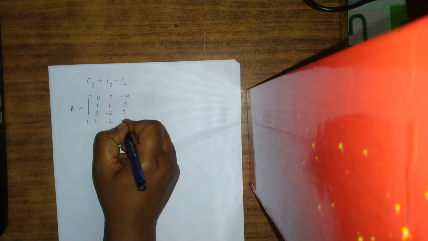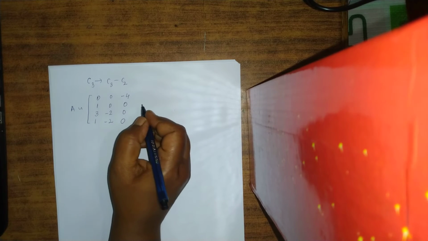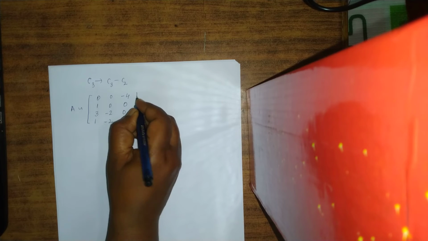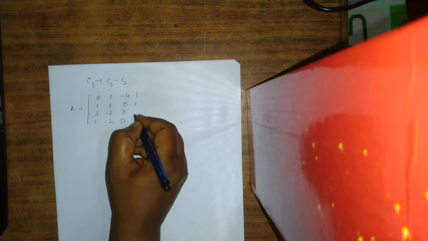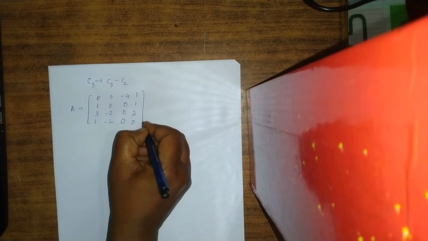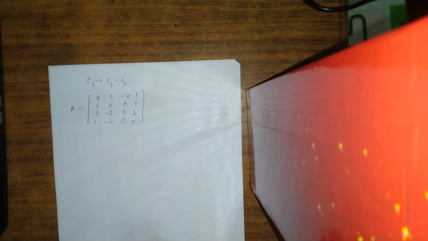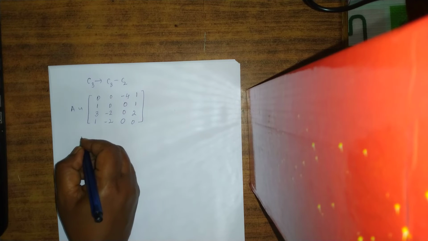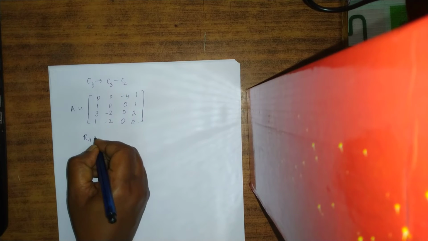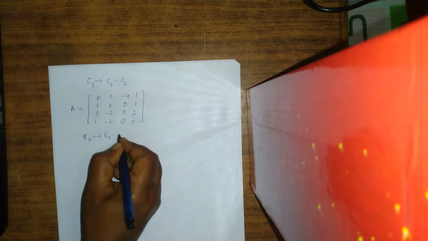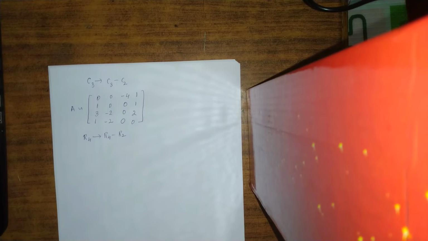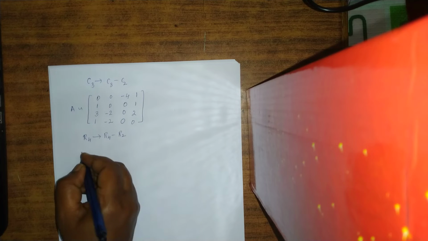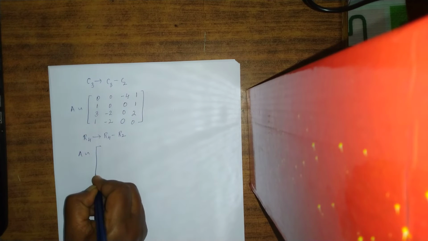Minus 2 minus of minus plus 2 becomes 0. So the fourth column is as it is: 1, 1, 2 and 0. Now in this, what we are doing is applying the row operation R4 to R4 minus R2. We are trying to do this with R4 and R2. So let's check it out. What are we going to get from this outcome?